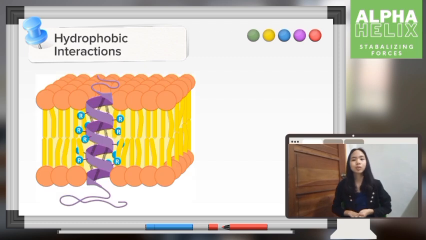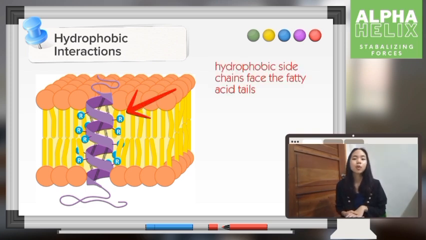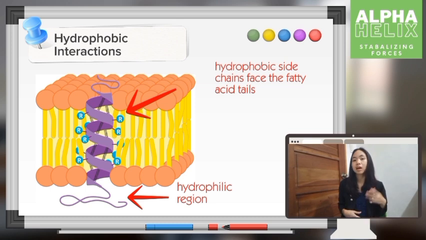So in membrane proteins such as receptors and channels, alpha helices often span the lipid bilayer, embedding themselves like pins through the membrane. So in this case, the hydrophobic side chains face the fatty acid tails of the membrane lipids, while any exposed hydrophilic regions may face the inside of channels or the aqueous cytoplasm.